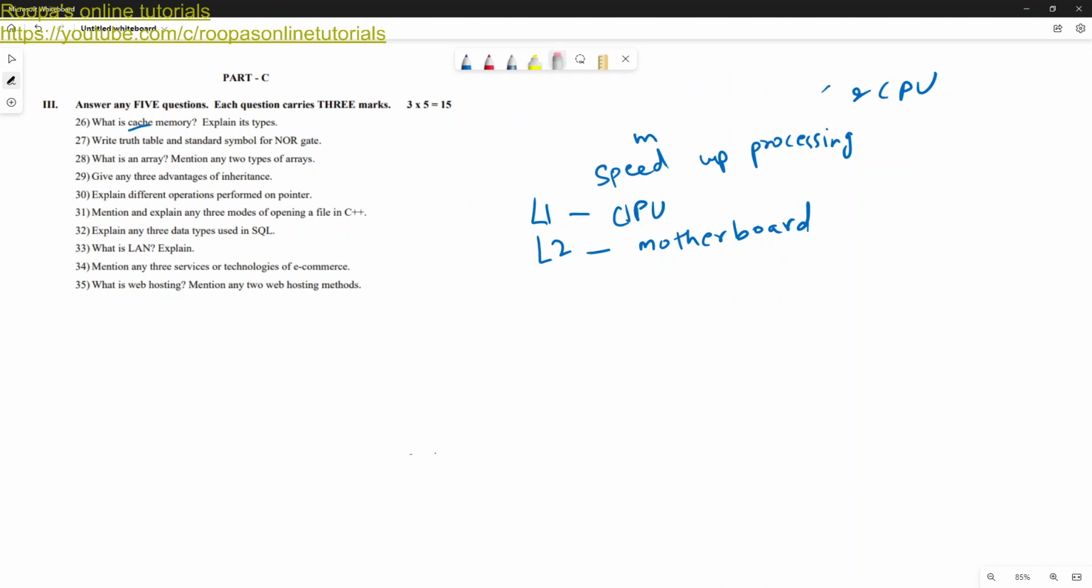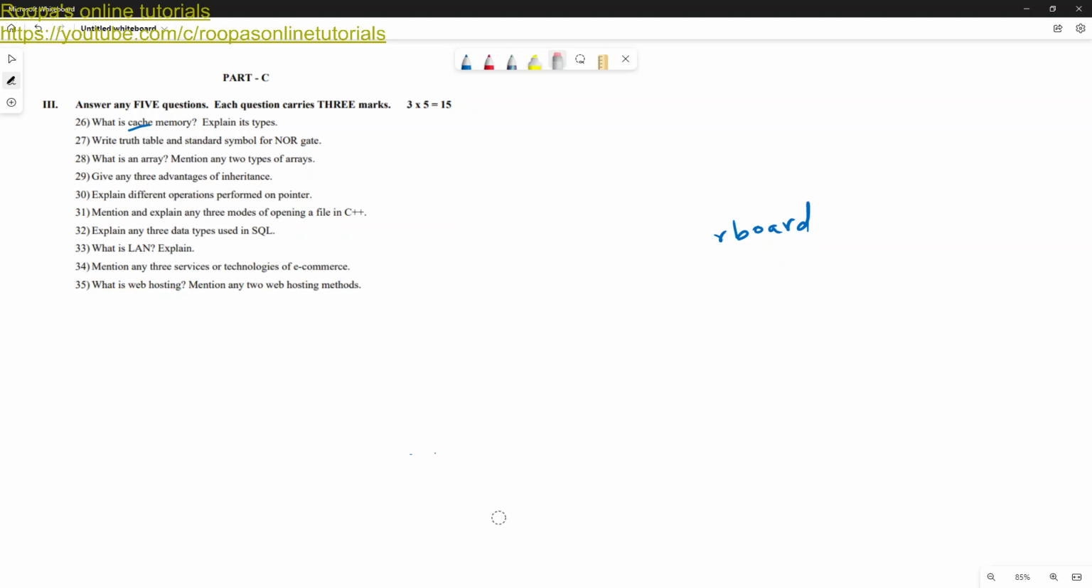What is the truth table and the standard symbol for NOR gate? Okay, so NOR gate is made up of a NOT gate plus OR gate. So first you should know the symbol for an OR gate. Let me draw the symbol for an OR gate. I draw 2 lines like this, then you have an OR shape like this. Here you have an OR gate with inputs X and Y, and the output X plus Y. So this is an OR gate.